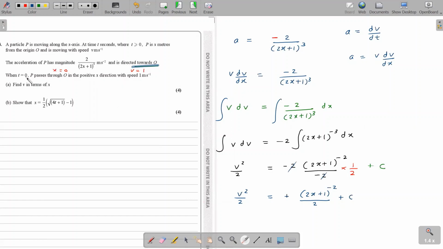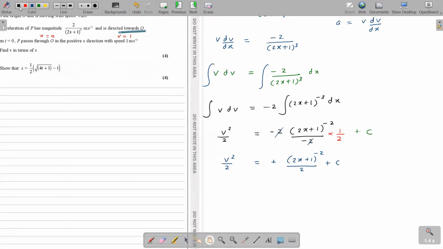They have told us at time 0, we don't have time here, but it passes through O, which means x is 0, in the positive x direction with speed 1. So speed 1, which means v is 1. So you can replace here, when v equals 1, x is 0. So substitute, we get here 1 squared over 2. This is 2 times 0 is 0, plus 1, to the power minus 2, divided by 2, plus c.